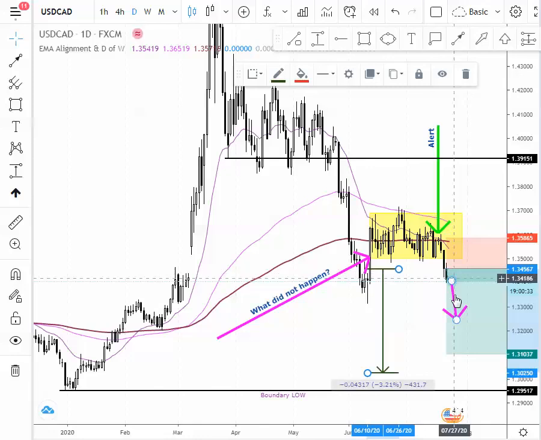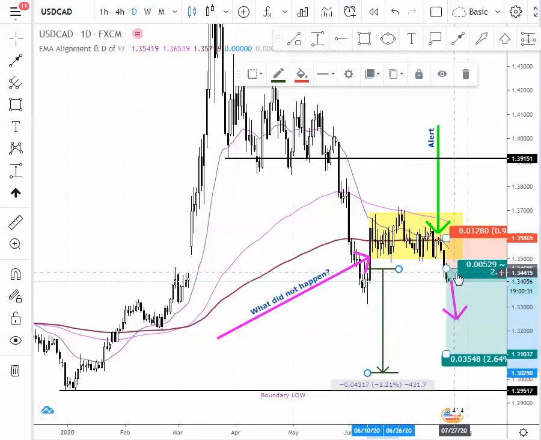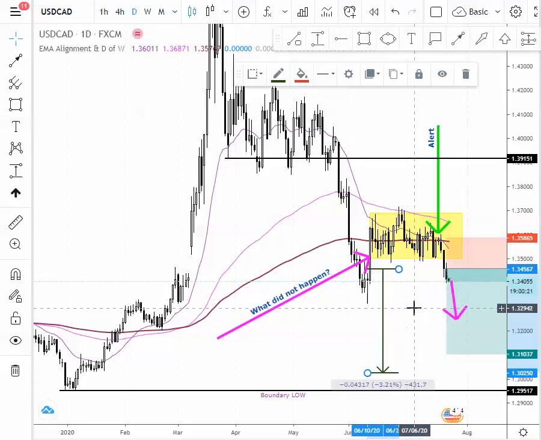When price moves past 100 pips in my favor, the stop will come to break even. So that's my USD short trade. We'll see how this plays out.